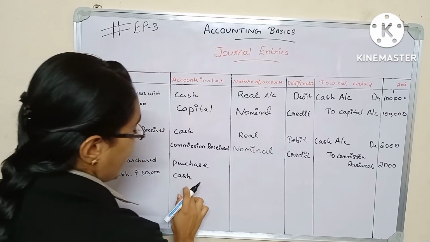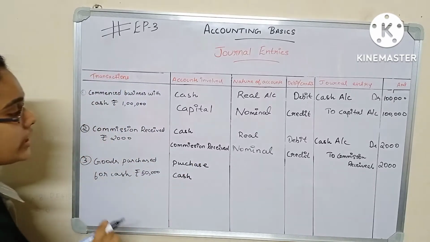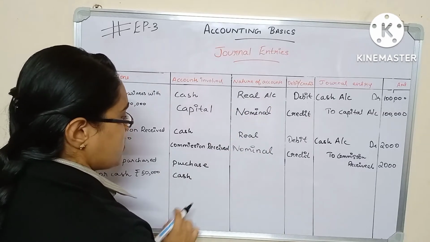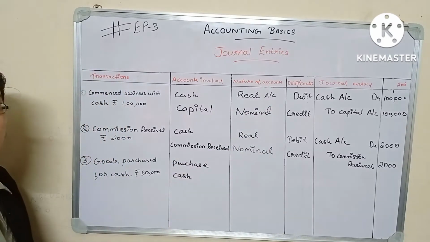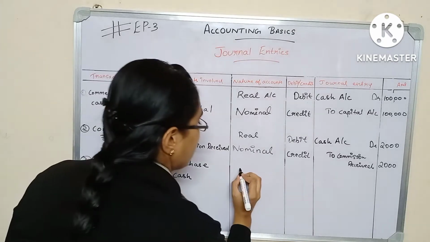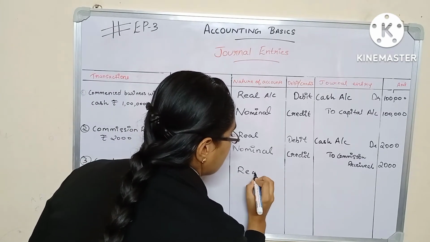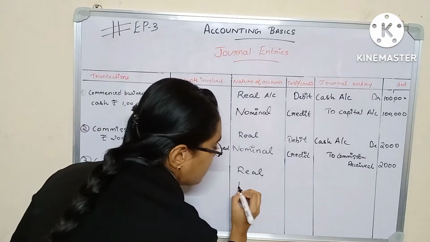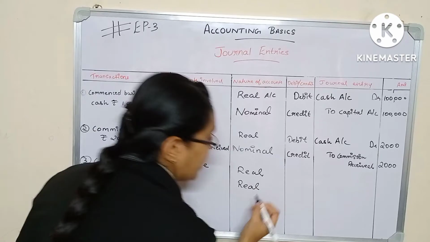Okay, so purchase and cash are the accounts involved here. Now let us determine the nature of the accounts. Purchase goods. Goods are tangible. So what will you do? Real account. Real account is applicable here. Now cash is again a real account. So both the accounts are real.